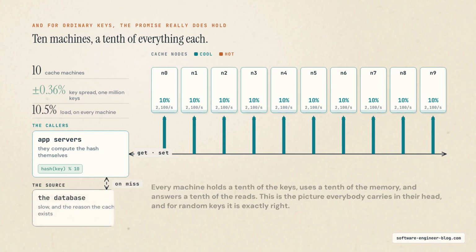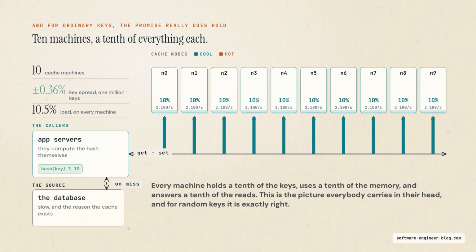This is the diagram everybody carries in their head, and for keys that are read at random, it is completely correct. But look at the assumption hiding inside it.